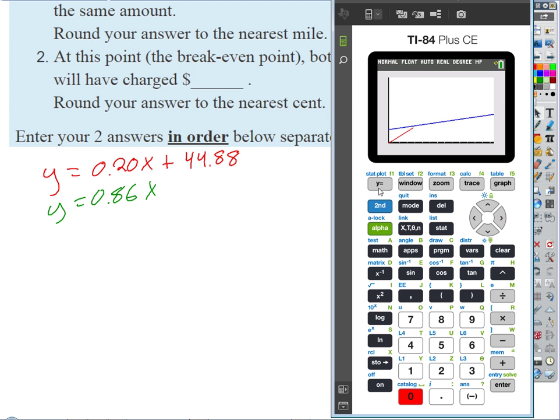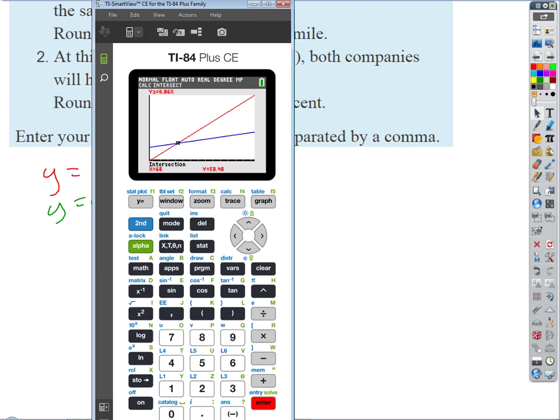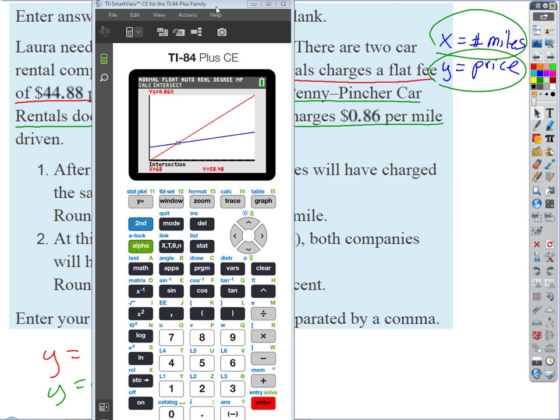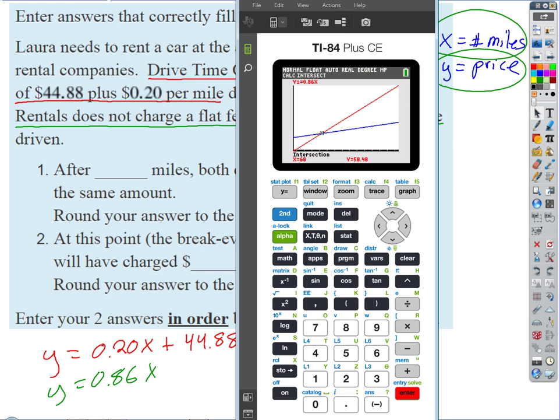So once I can see the intersection, then remember the trick. I go second, calc, 5, and then triple enter. Enter, enter, enter. And it tells me the intersection is at 68.48. So we said that x represented, remember, the number of miles. And so the number of miles is 68, and after 68 miles, both companies would have charged $58.48.